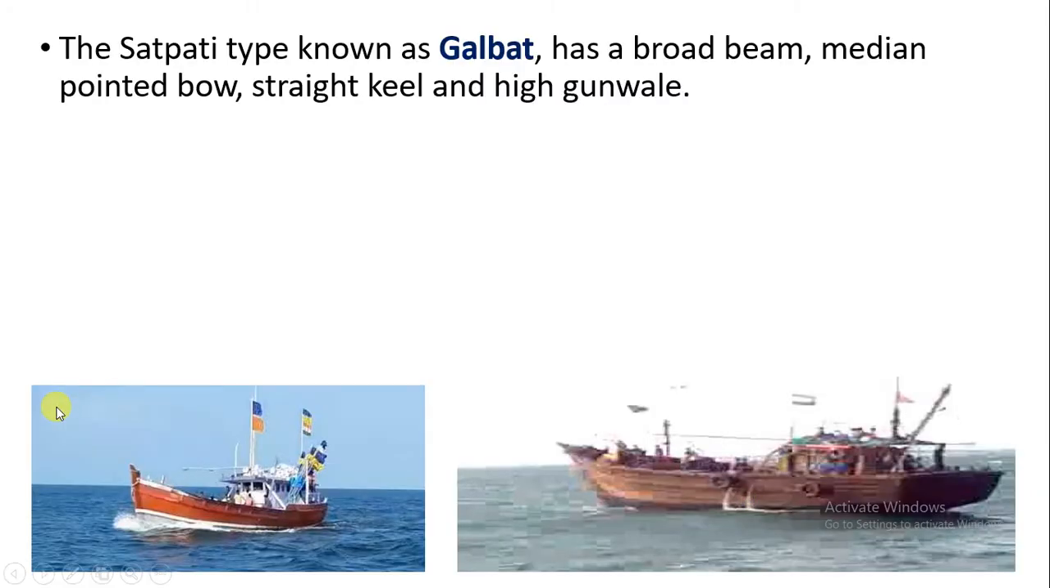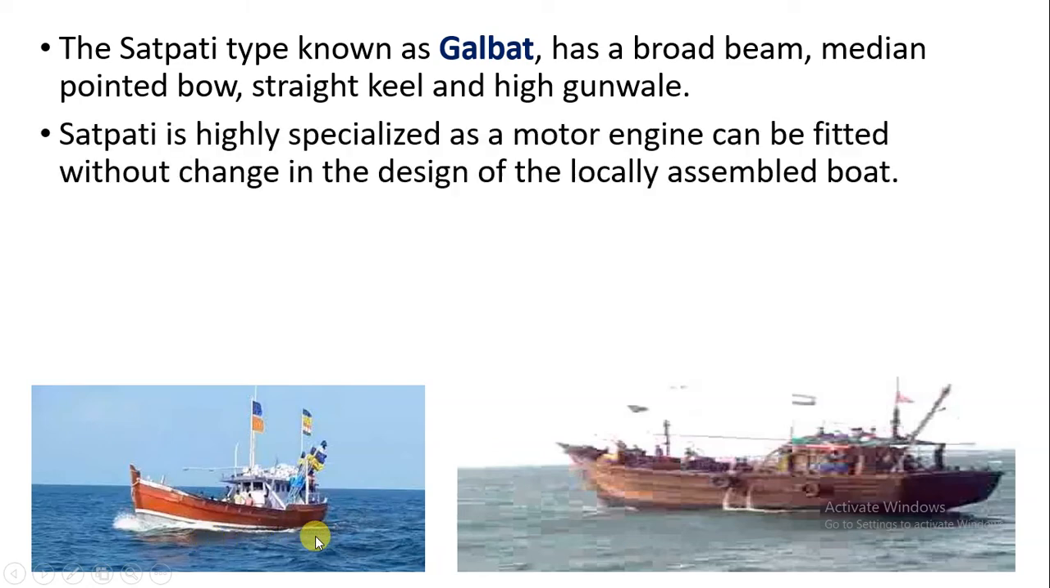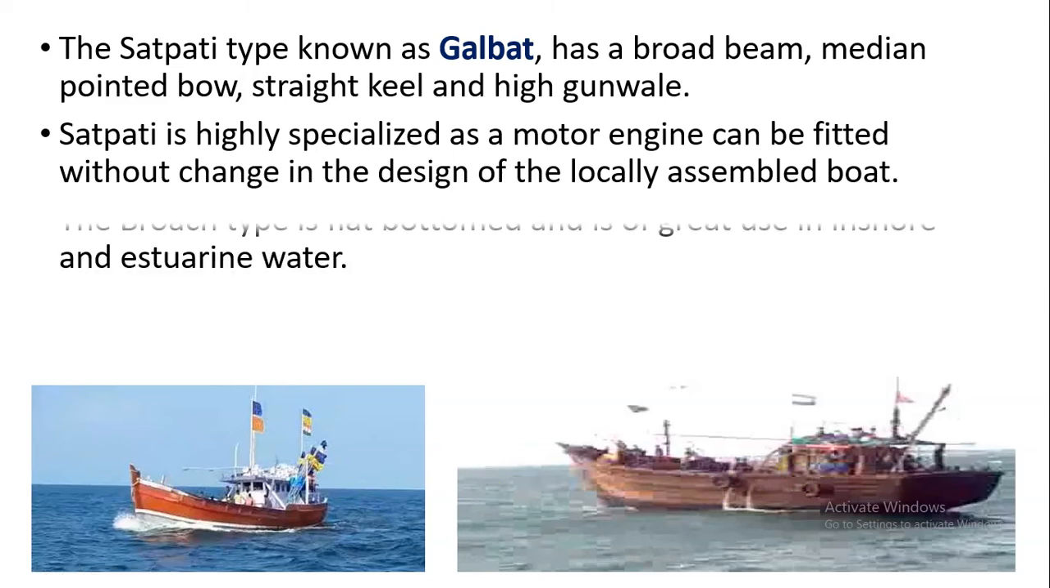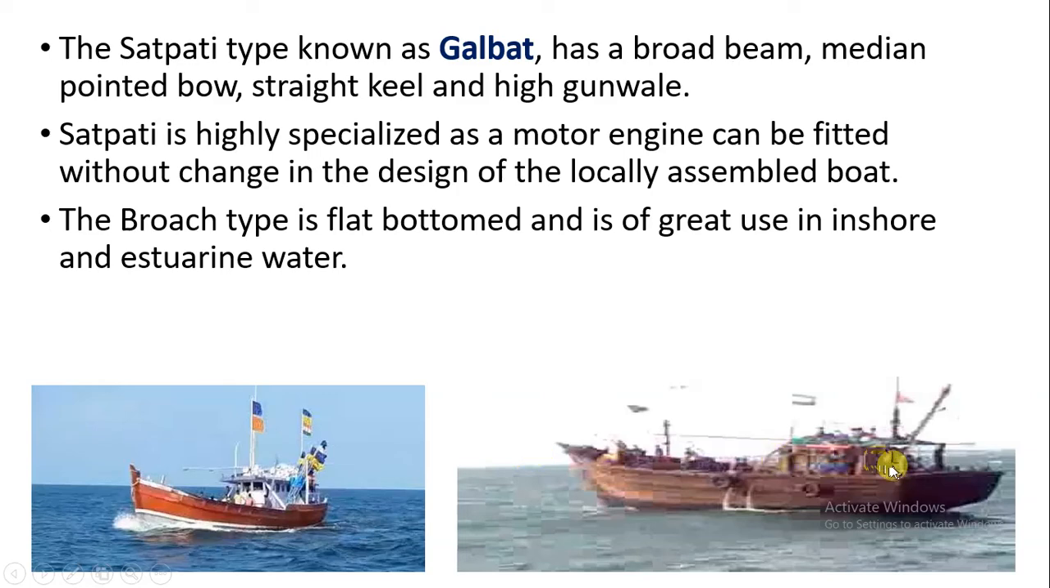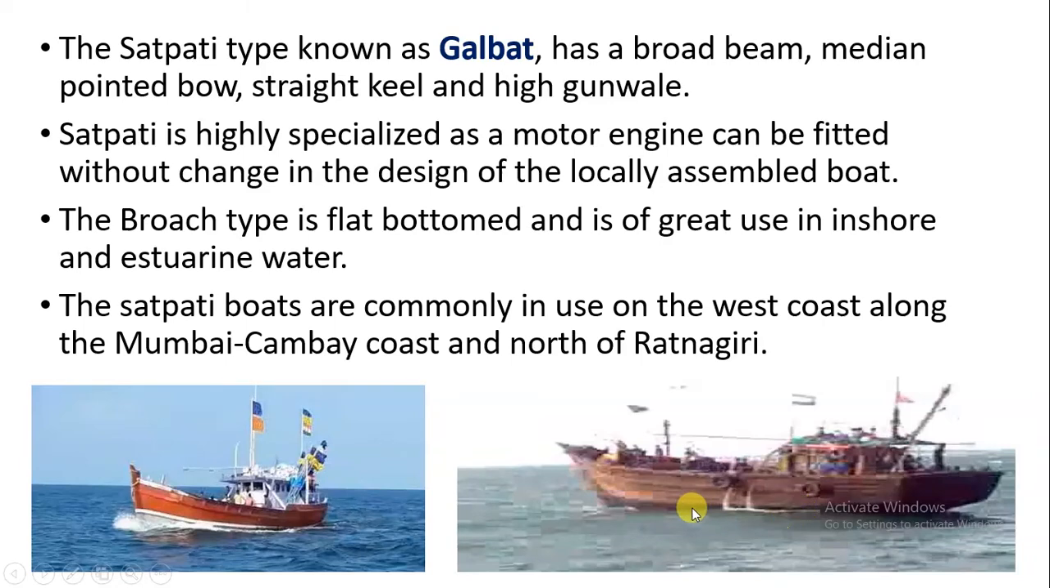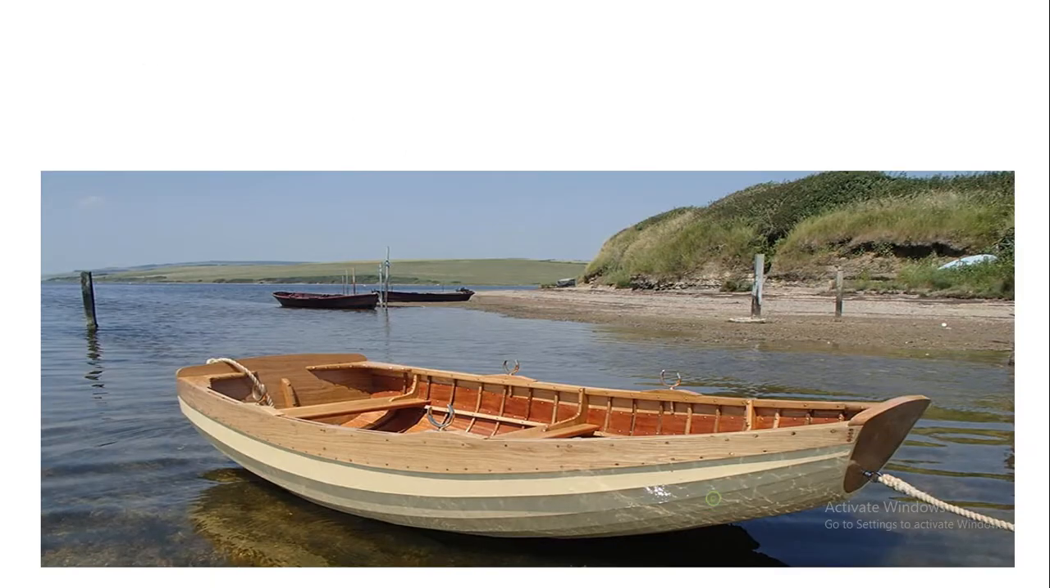Next, the Satpati type, also called gulbut. It has a broad beam, a median pointed bow, a straight keel and a high gunwale. The Satpati is highly specialized, as motor engines can be fitted without change in the design of the locally assembled boat. It has a broad, flat bottom and is of great use in inshore and estuarine water. Satpati boats are commonly in use on the west coast along the Mumbai-Cambay coast and north of Ratnagiri.